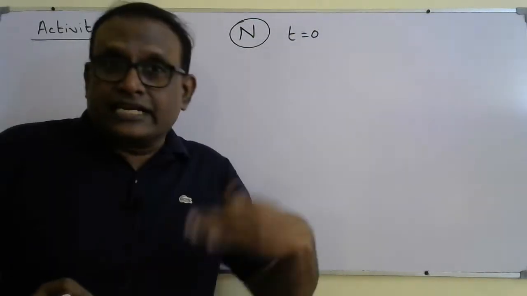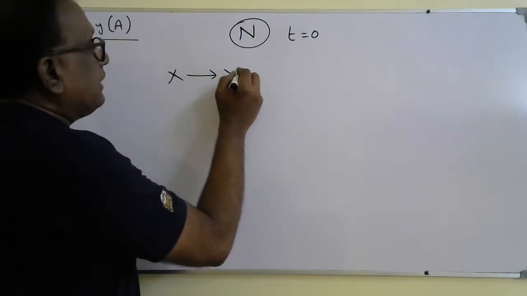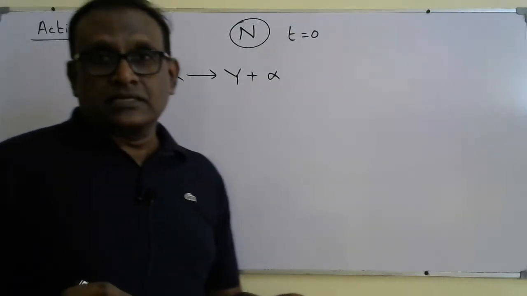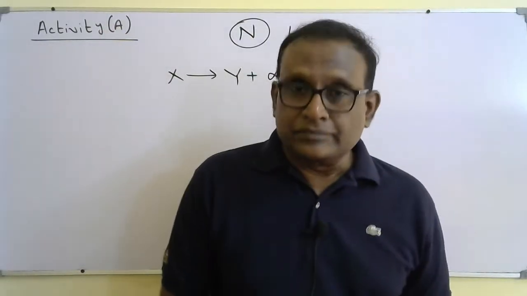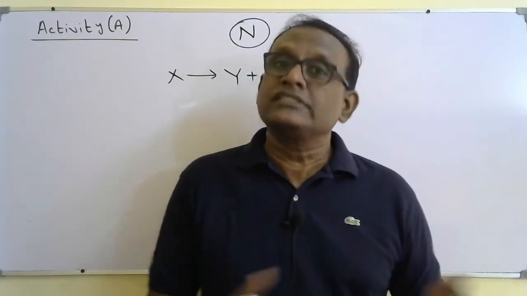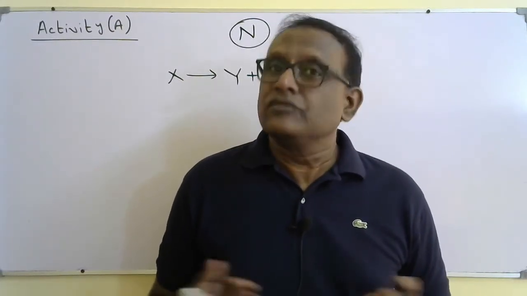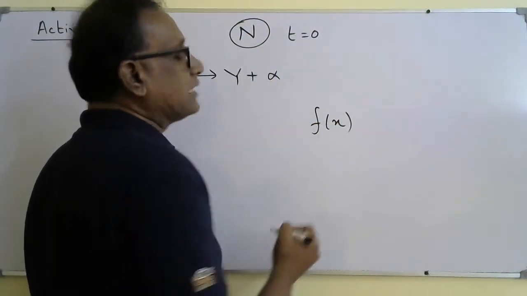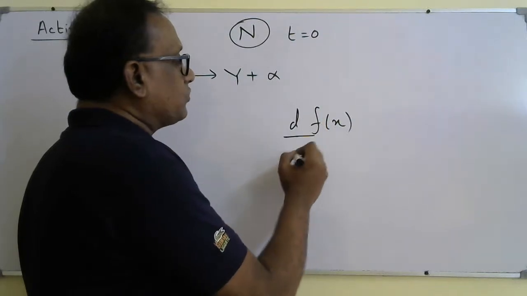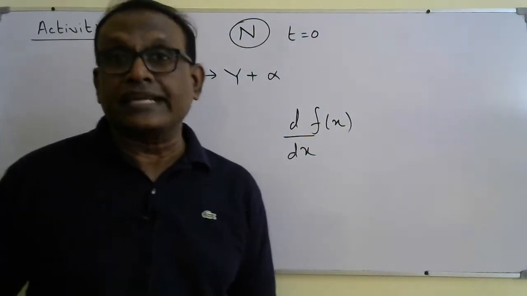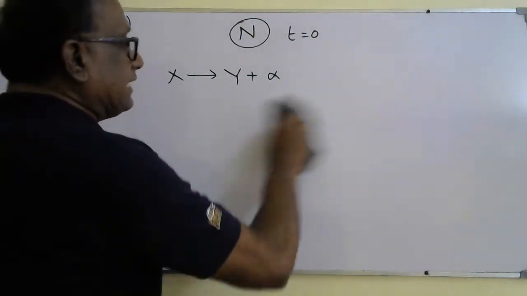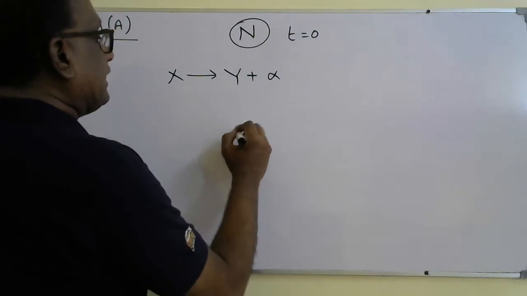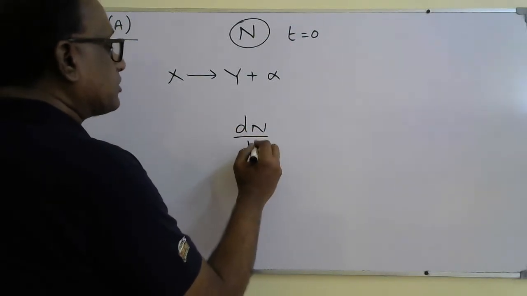When X decays, by emitting alpha or beta, whatever it is, the number of X will decrease. So rate of disintegration means rate of change of N. We learned rate of change in mathematics. For example, if f(x) is a function, we say the rate of change is df(x) over dx. That's the mathematical format for rate of change. So the rate of disintegration of the number of radioactive nuclei present is dN over dt, in terms of time.